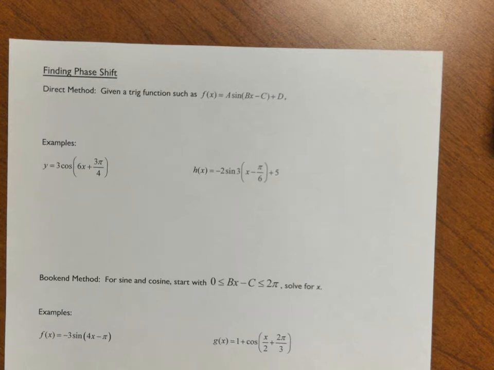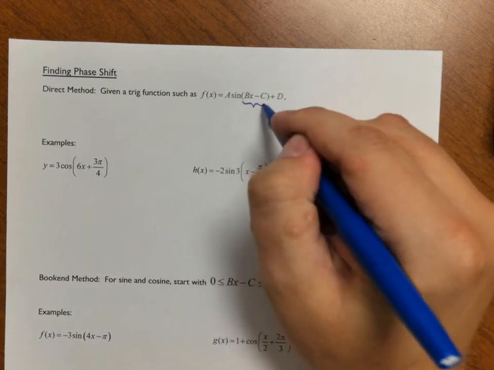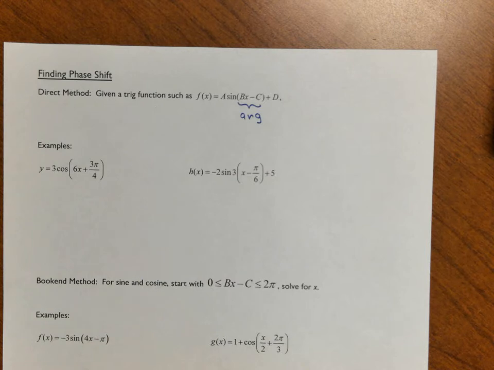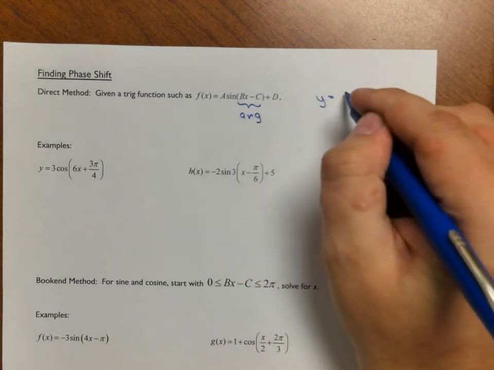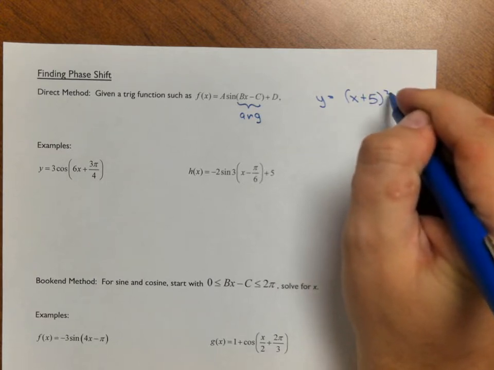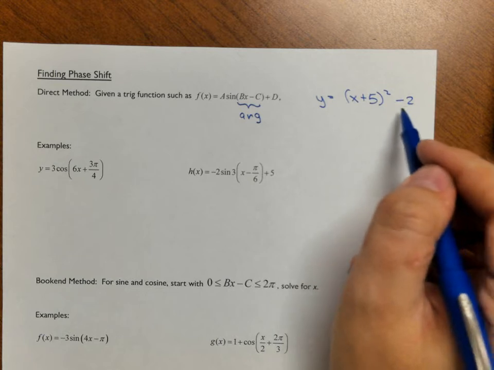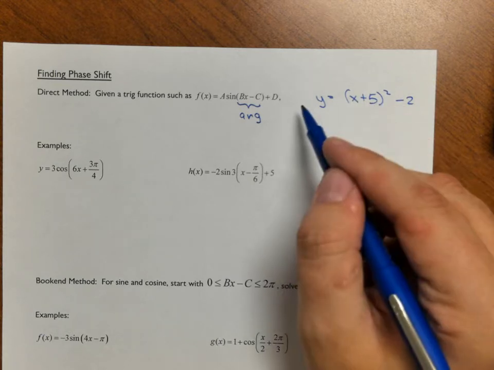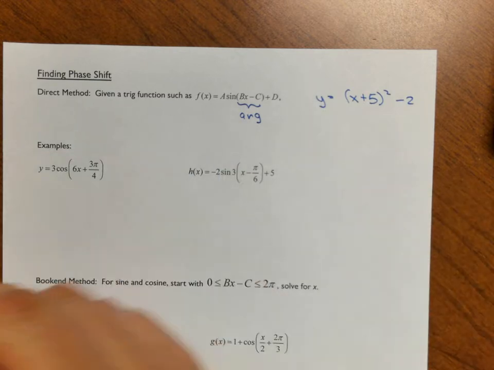There is a direct method of finding phase shift. A phase shift is, in essence, a horizontal translation. So if I give you a trig function such as this, I'm going to take my argument and set it equal to 0. This is, in fact, how you found horizontal translations in the past. You may not have done it in this way specifically, but this is always why. For instance, you might recall if I had a problem like y equals x plus 5 squared minus 2, this 2 means 2 down. This plus 5 actually meant 5 to the left. And the reason is because of what we're about to do here.